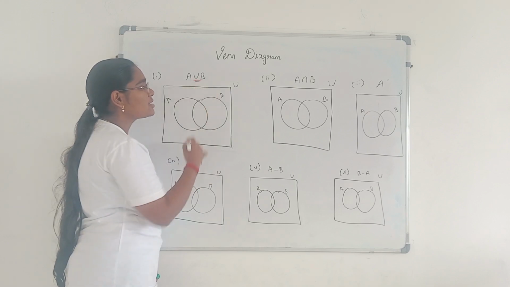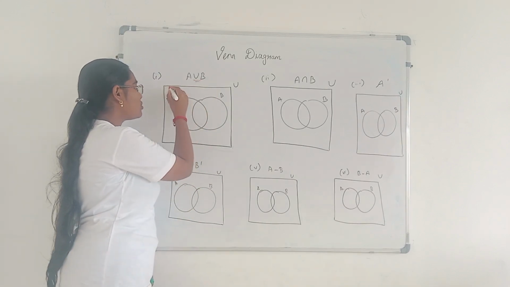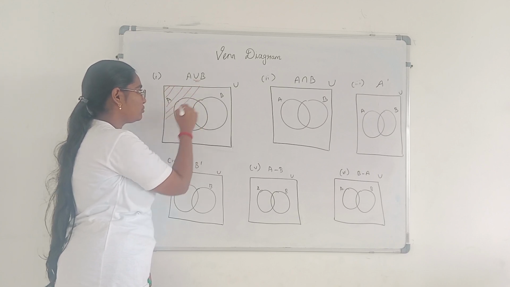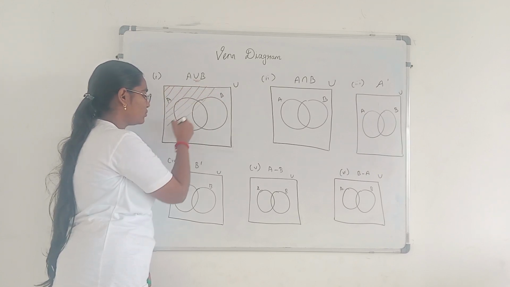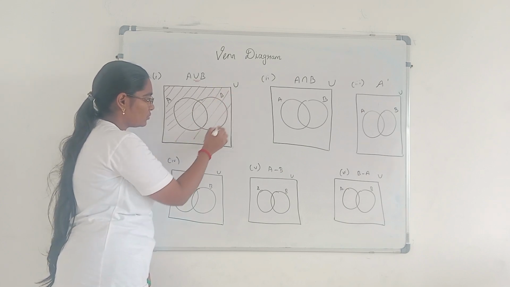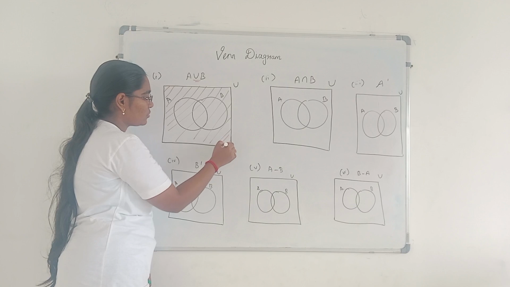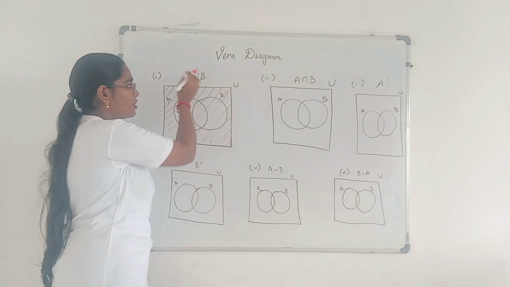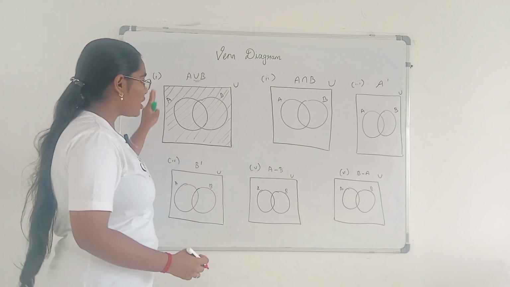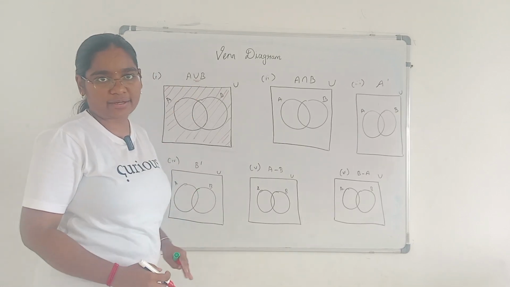So, union means combination. So, you have to shade all the area here. Because in union, you will write all the elements in A and B. So, here you have to shade all the area.